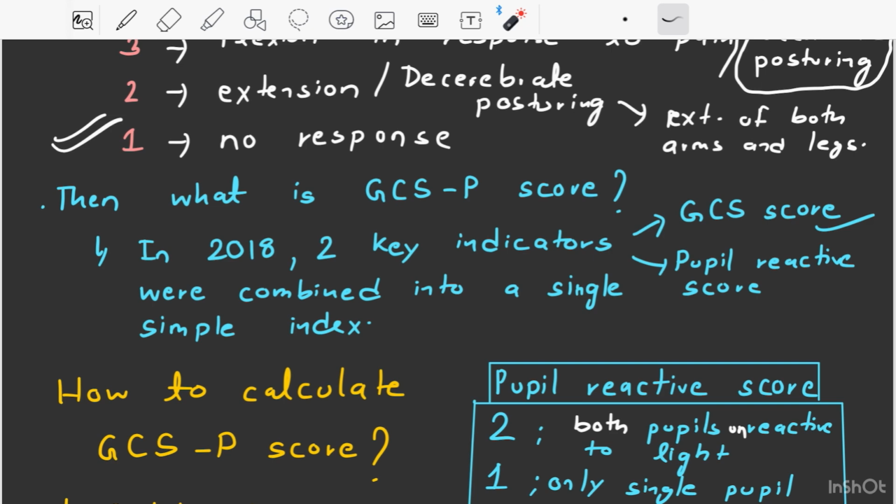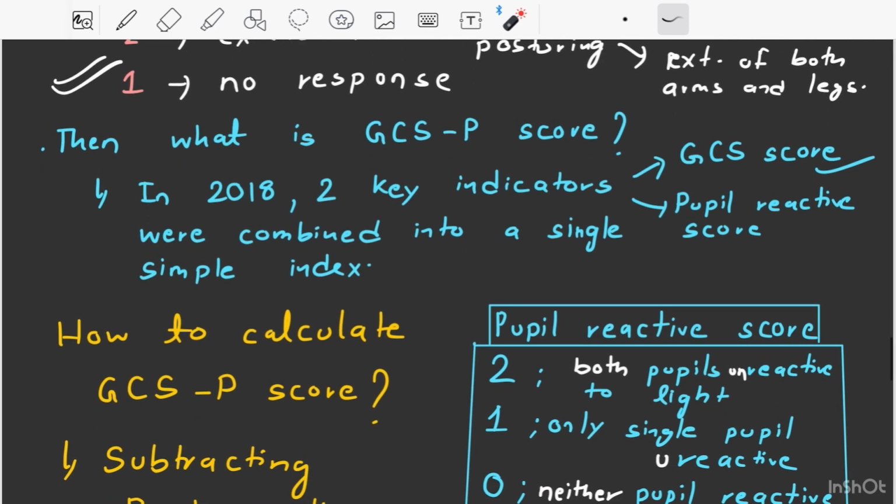We have moreover learned about the GCS scoring system. Then what is GCS P scoring? So in order to make things simpler, in order to simplify, the GCS score and the pupil reactive score were combined into a single simple index, that is the GCS P scoring system. This scoring system came out in around 2018.